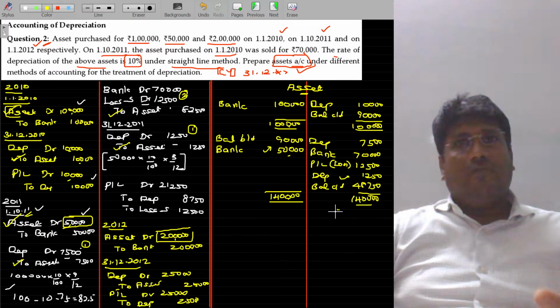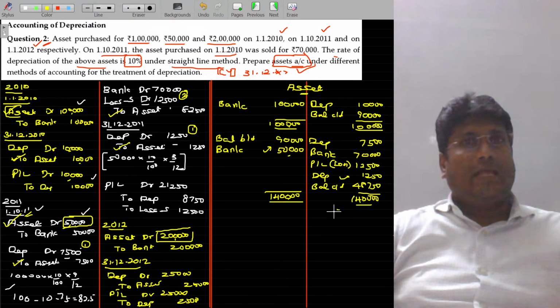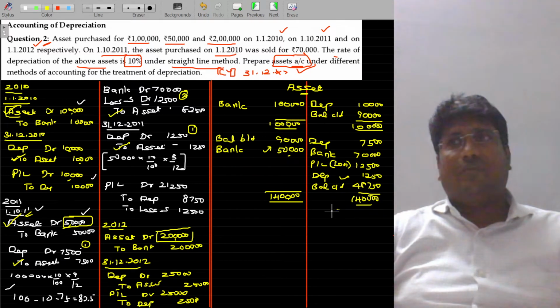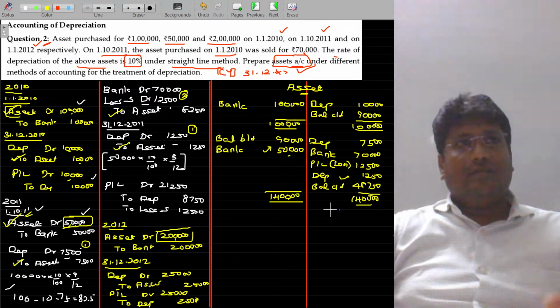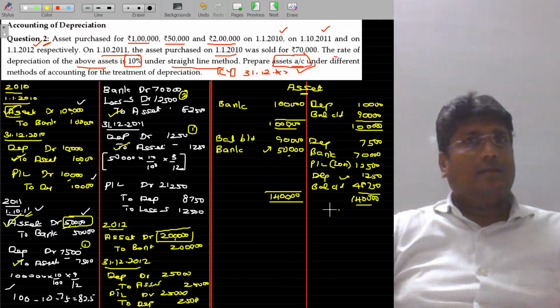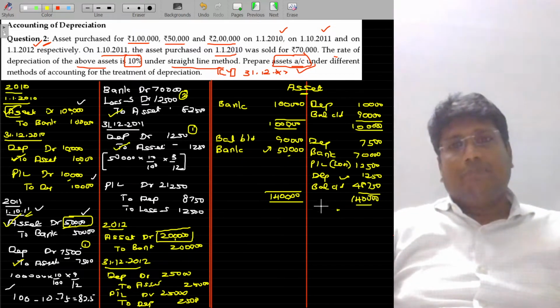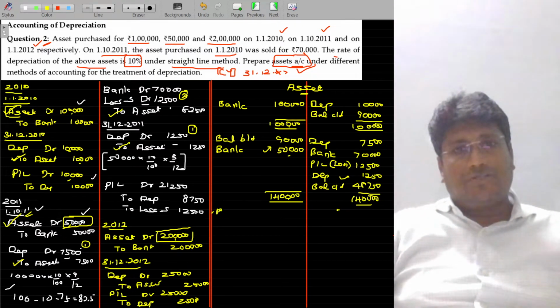So you can always cross verify rather than depending on the calculator. Finish off as quickly as possible, then you can verify with the calculations. If there is any error, you can double check and correct it. This is the method of double checking. This balance carried down becomes the balance brought down for the next year. The balance brought down here is 48,750.